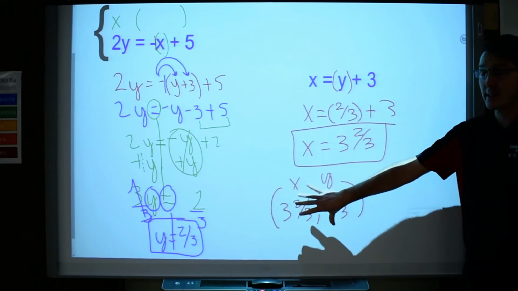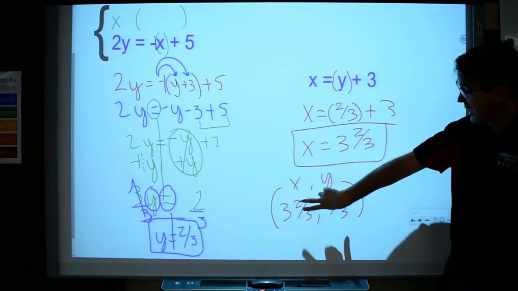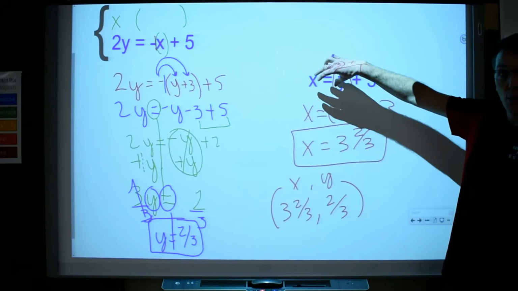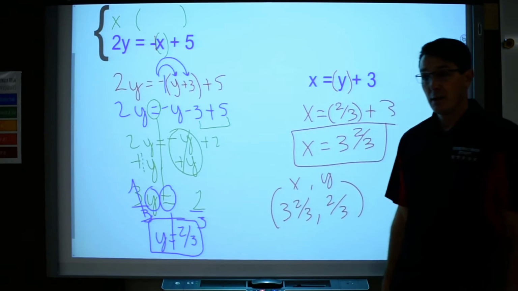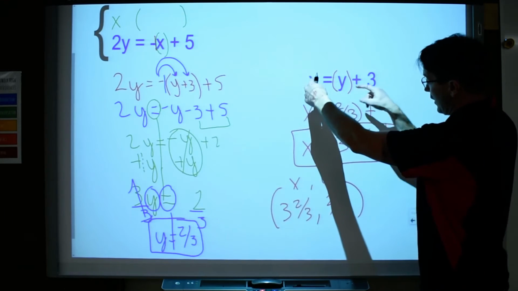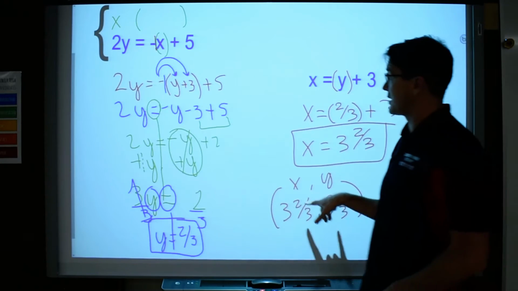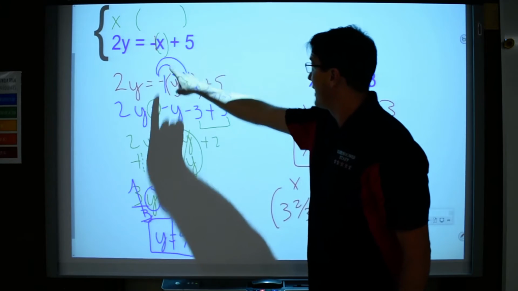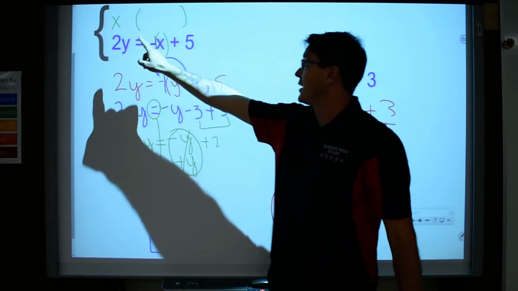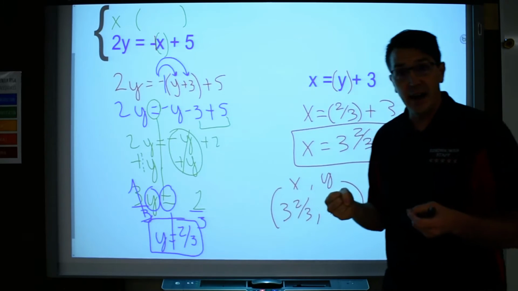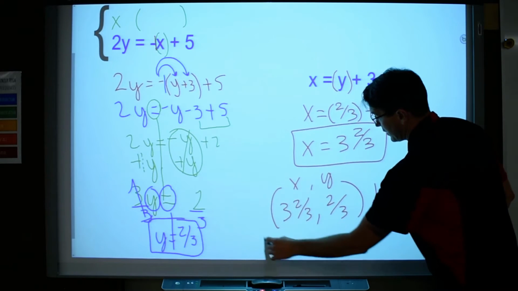Now, if you're ever scared and you don't know that you got this right, what you can do is take your values and go ahead and substitute them back into the original problems and see if they equal each other. If I substitute this back in here, will 3 and 2/3 equal 3 and 2/3? Yes. If I plug or substitute back into this equation and put a 3 and 2/3 in here for x and a 2/3 in here for y and simplify, will they equal each other? If they do, then my answer is correct.